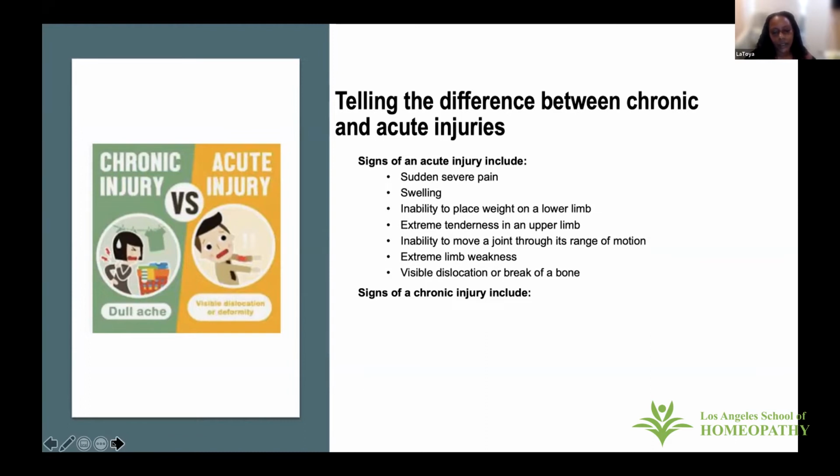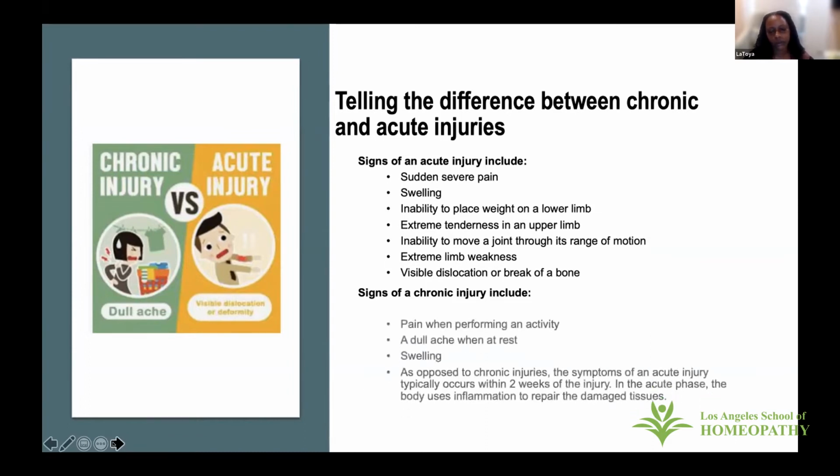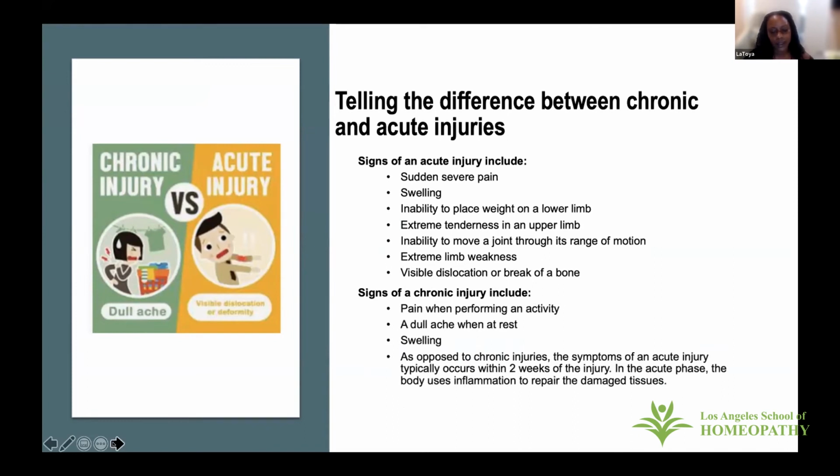And then signs of a chronic injury include pain on activity, usually over a prolonged period of time. So sometimes when they're just doing their normal activity or when they're at rest, they have a dull, achy feeling. There may be swelling. So the difference is the acute injuries usually can heal, if it's not something like a bone break, within 2 weeks, and the chronic injuries can last a lifetime, technically. Next slide.